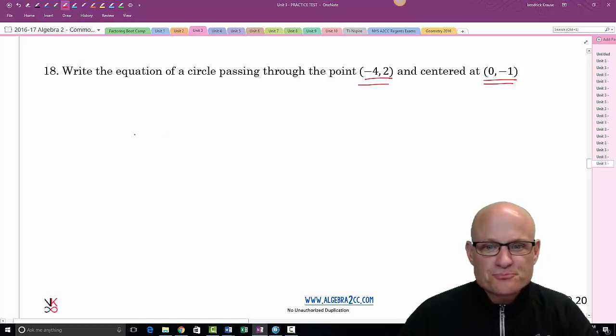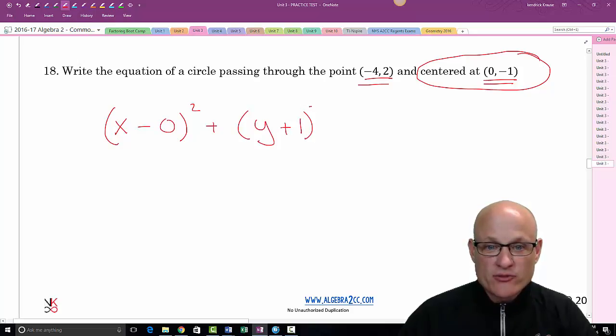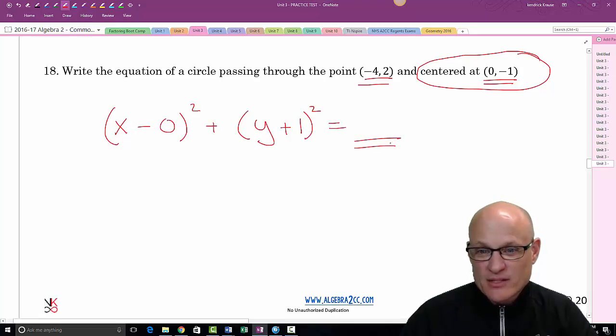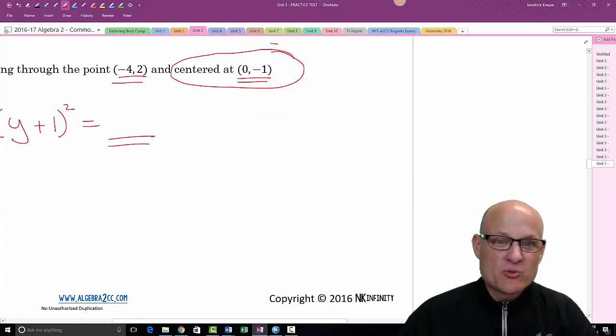So, be careful. Pick the right point. Squared. This is centered here. So this is going to be x minus 0. That's kind of boring. Plus y, remember, goes in with the opposite side, 1 squared equals, now over here I need the radius squared. But then I've got to do a little bit of work. I've got to find the distance between these 2 points.